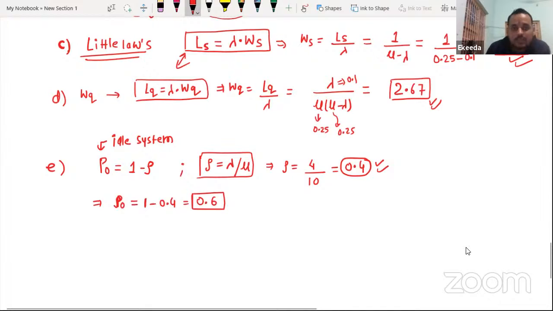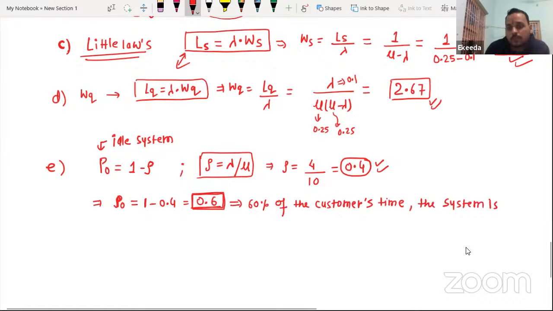It means that 60% of the time the booth will be empty. 60% of the customer time, the system is empty or it is idle. So this is 0.6.